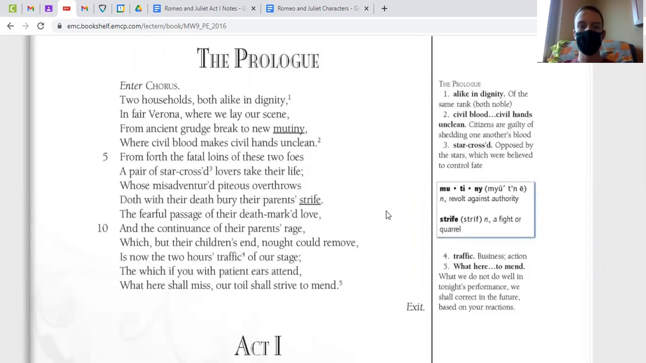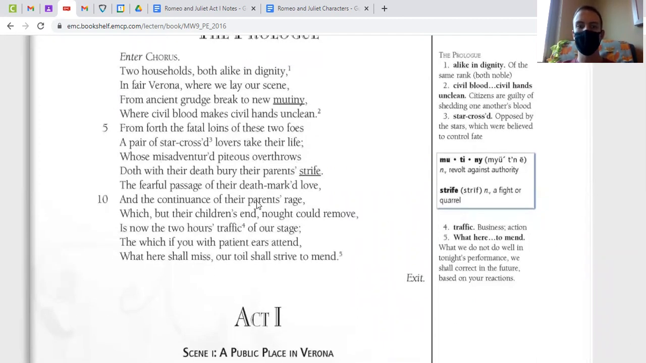The fearful passage of their death-marked love and the continuance of their parents' rage. So the passage, how they get there, and the continuance of the parents' rage, the feud, which but their children's end could not remove. So the rage could not be removed except for the children dying, is now the two hours' traffic of our stage, to the which if you with patient ears attend, what here shall miss, our toil shall strive to mend. So they break the fourth wall and address the audience here and basically say, you're about to see a play about it.